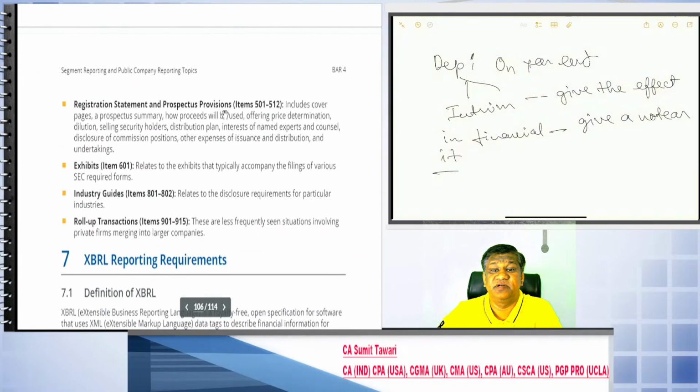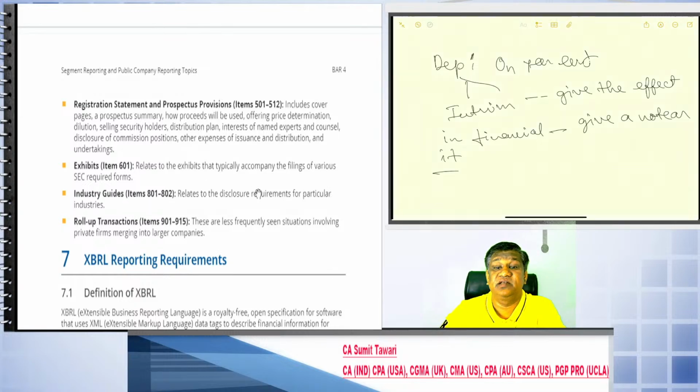Then registration statement and the prospectus provisions. So if you want to get public financing, then you need to disclose this information. It includes cover page, the prospectus summary, how the proceeds will be used, offering price determination, dilution, selling security holders, distribution plan, interests of named experts and counsel, disclosure of the commission position, and other expenses of issuance and distribution, and undertakings. So this information also you need to provide in a registration statement. Whatever information you are giving in a prospectus to attract the investor, that also you need to provide.